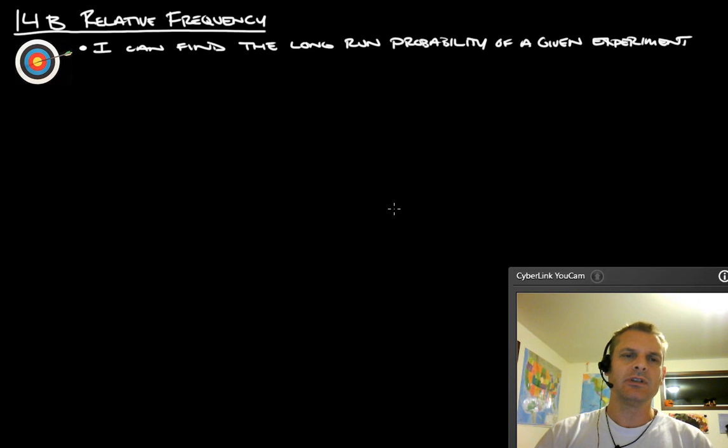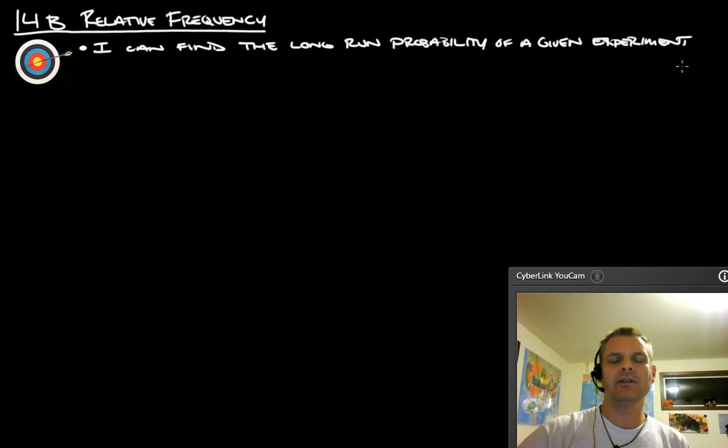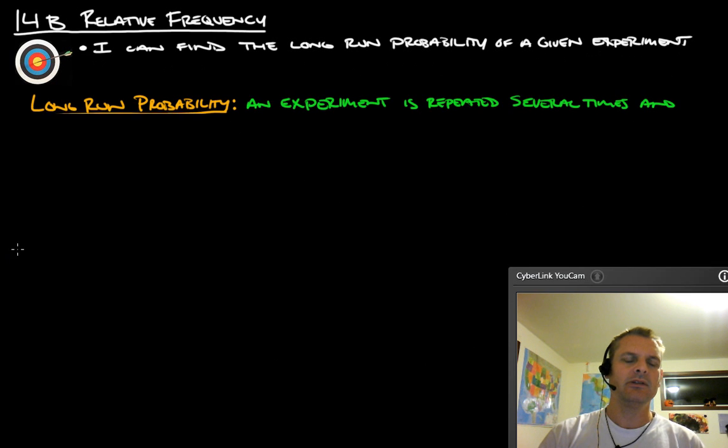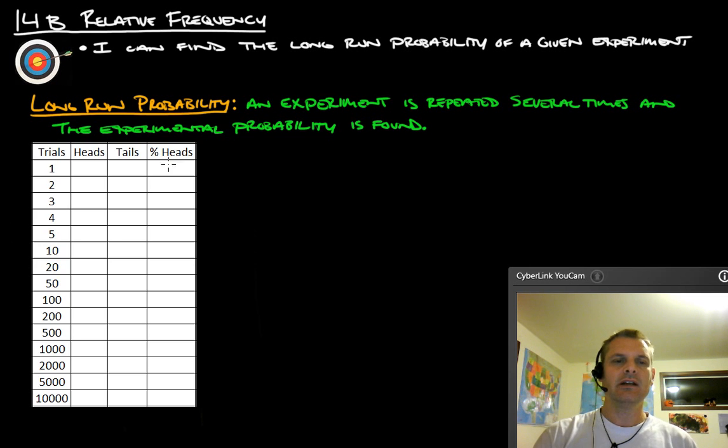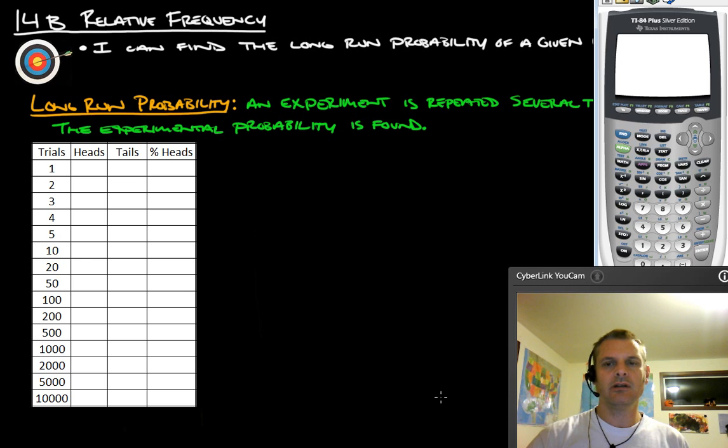I'm going to take you through the 14B notes on relative frequency. At the end of this, you should be able to say, I can find the long run probability of a given experiment. First thing, long run probability is when an experiment is repeated several times and the experimental probability is found. So the more you repeat an experiment, the closer you are to finding what should happen mathematically every time. Okay, so we're going to actually do that with our graphing calculator here.